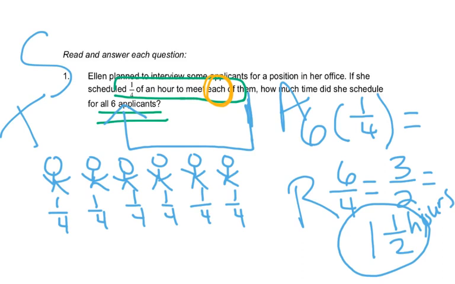So I review my answer, make sure I did it correctly, make sure I answered the question, which is how much time did she schedule for all 6 applicants? She scheduled 1.5 hours for everybody. So she kind of needs to carve that out during her day to be able to do all of those interviews. So there we've gone through the STAR method to solve that problem, which we're going to do each time.